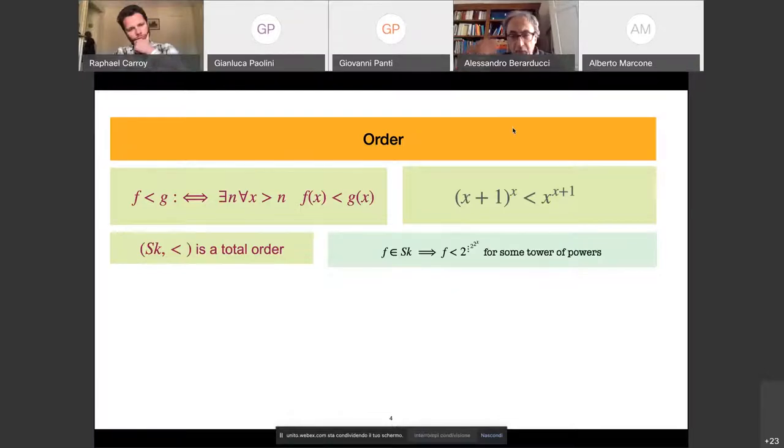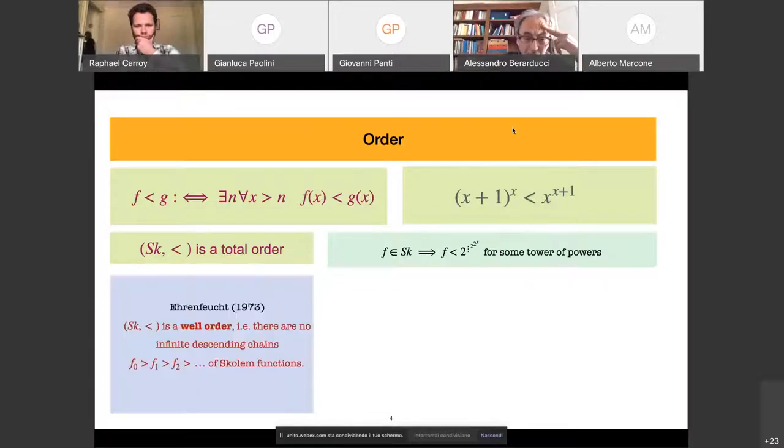And you can observe that every Skolem function is bounded by some iterated power, a tower of exponential functions. And more interesting is the fact that it's a well order. There are no infinite descending chains of Skolem functions. Of course, it's important here not to have subtraction in the language.